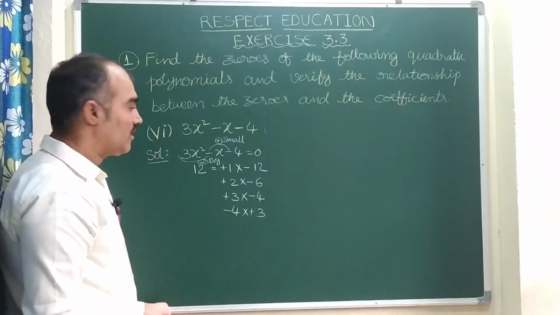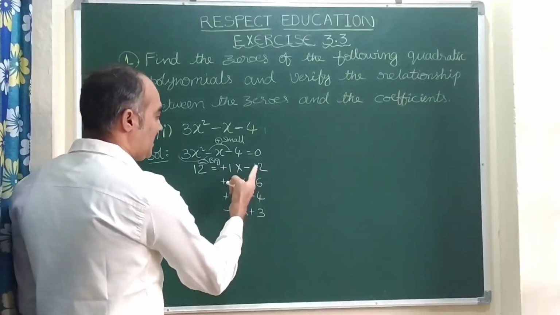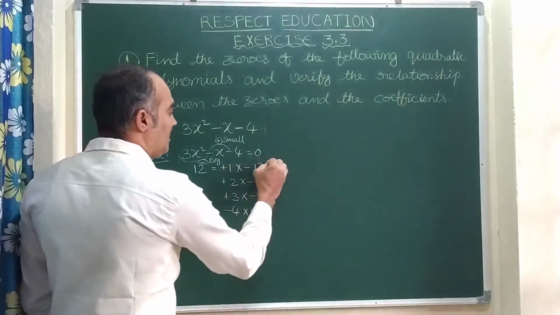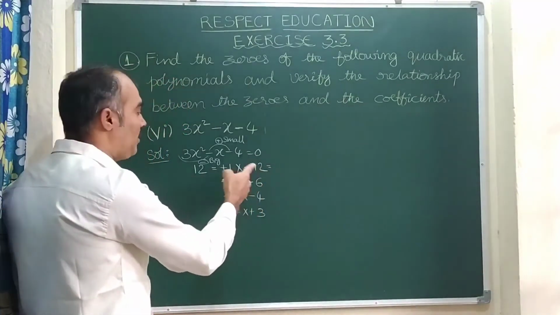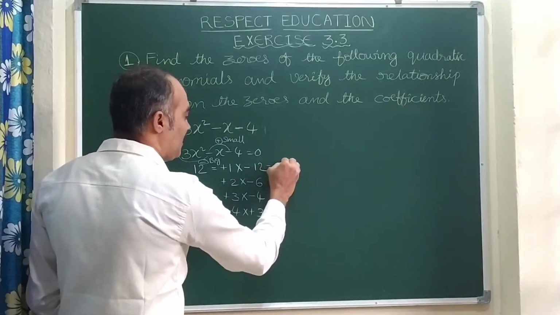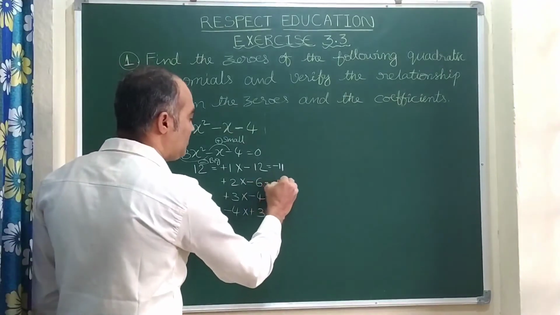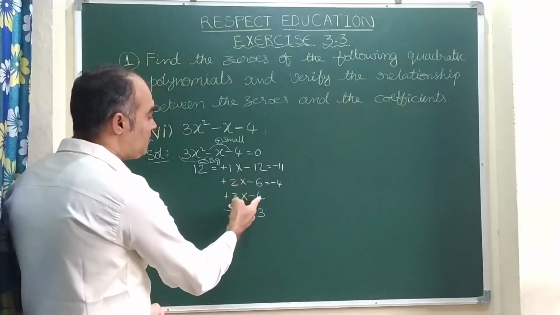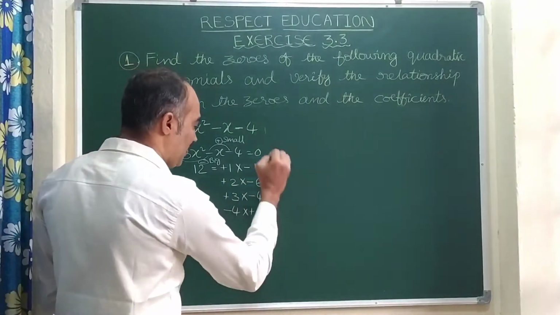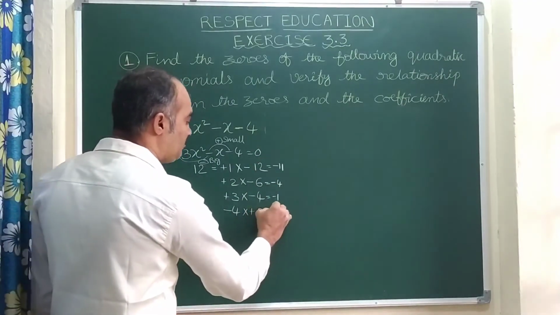Now multiplication work is over. We need to go for the addition. Minus 12 plus 1 is minus 11. Minus 6 plus 2 is minus 4. Minus 4 plus 3 is minus 1. Minus 4 plus 3 is minus 1.